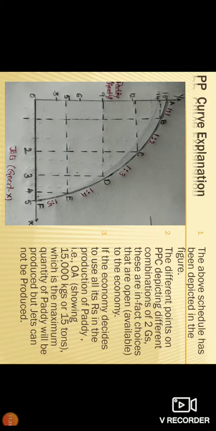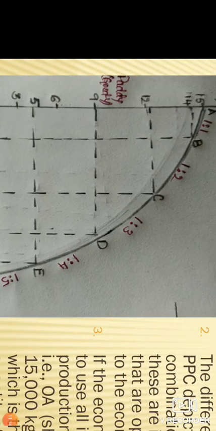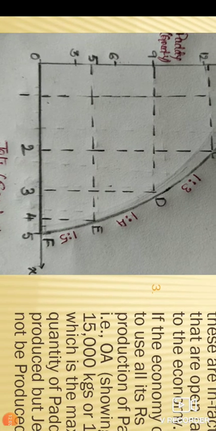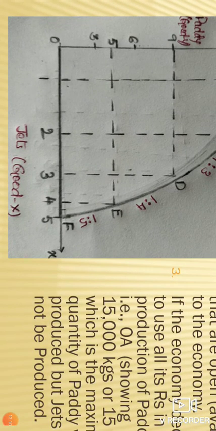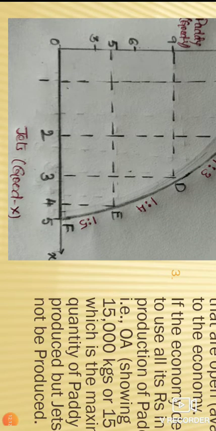Again, for A to B the sacrifice is 1 and the gain is 1. Whereas in the movement from B to C, the gain is 1 and the sacrifice is 2. Movement from C to D, we are sacrificing 3 and gaining 1. If you see the movement from D to E, we are gaining 1 and sacrificing 4 paddies. The movement from E to F, we are gaining 1 and sacrificing 5.